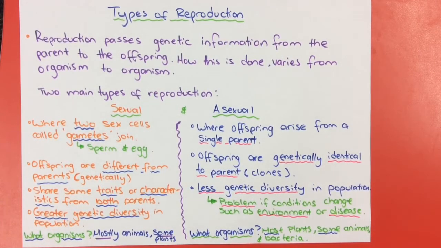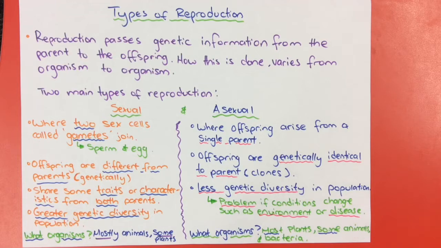Okay, so in our last video we talked about how organisms are made and that the purpose of reproduction was firstly to ensure the survival of a species, but also to pass genetic information from the parent to the offspring. How that's done varies from organism to organism. We mentioned two types of reproduction in the previous video. That was sexual and asexual reproduction. In this video, we're going to look at those in a bit more detail.